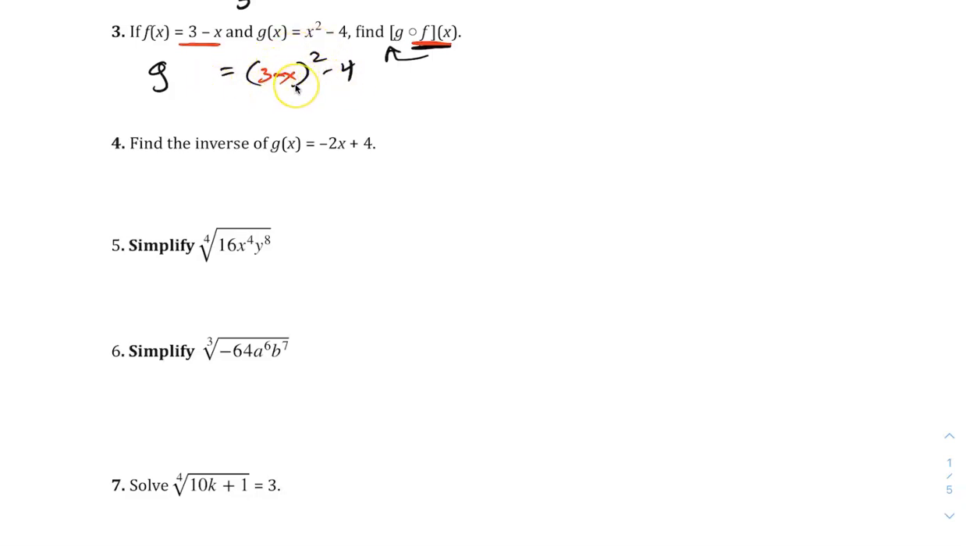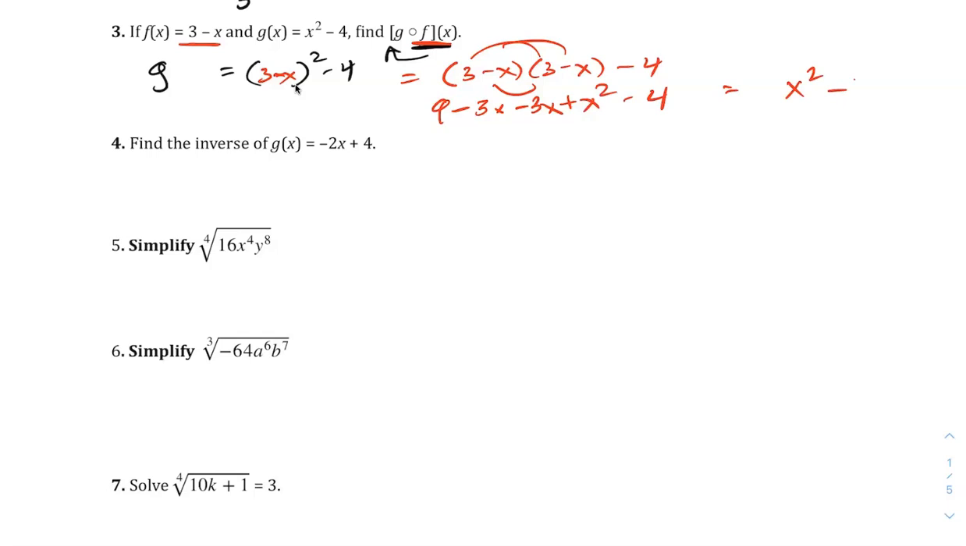Now we got to simplify 3 minus x squared. Now keep in mind, it's not 9 minus x squared. I hate that. Right, you just have to multiply by itself. Then you distribute 9 minus 3x minus 3x plus x squared minus 4. Simplify like terms. And we get this. So those go together, this goes together. You get x squared minus 6x plus 5. So that's what g of f of x is, that function.